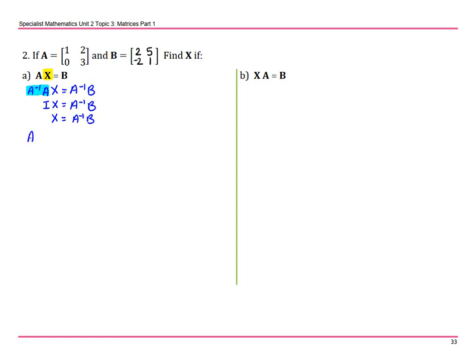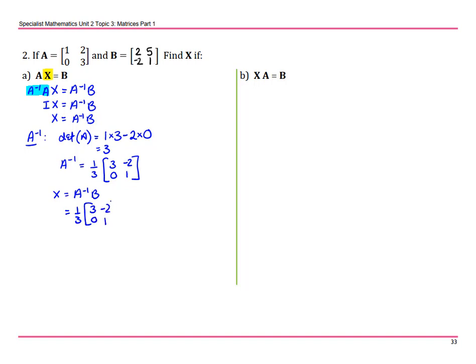Now we can work out what the inverse of A is. So the determinant of A is equal to 1 times by 3 minus 2 times by 0, which is 3. So A to the negative 1 is going to be 1 over 3. Swap the diagonal, change the sign. So that's our inverse. Going back to what we had, x is the inverse of A times by B. So that's 1/3, 3, negative 2, 0, 1.